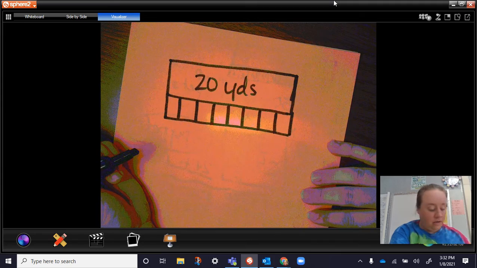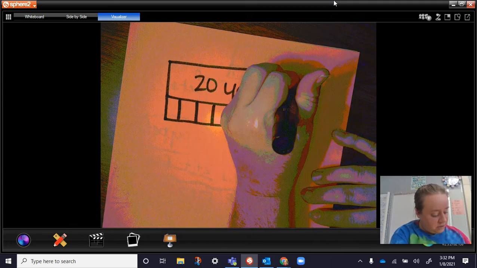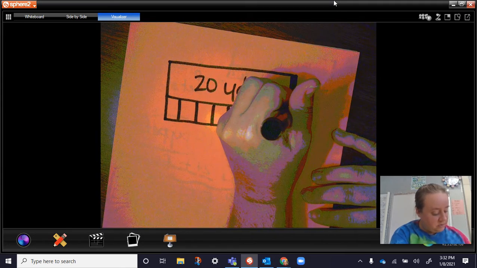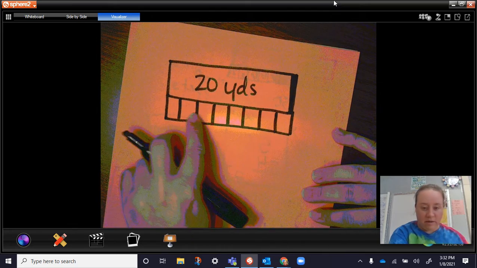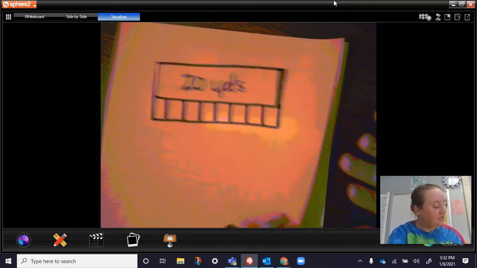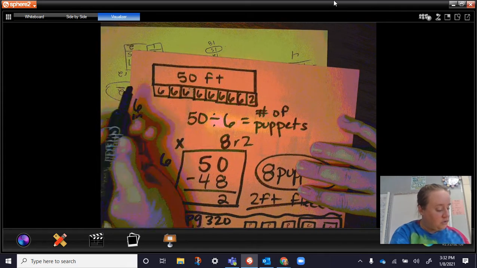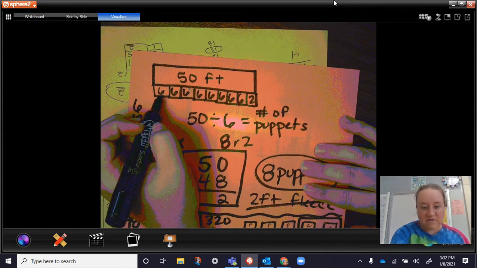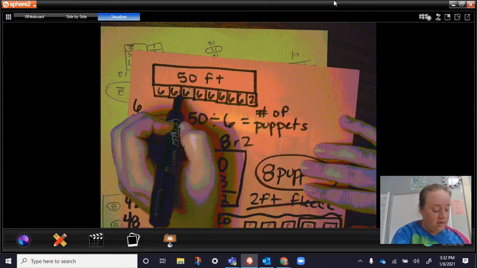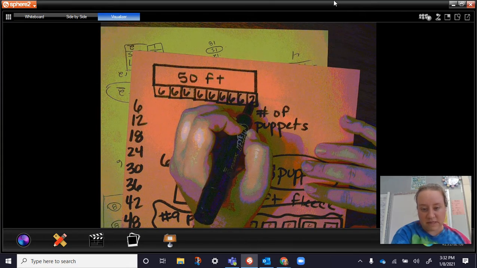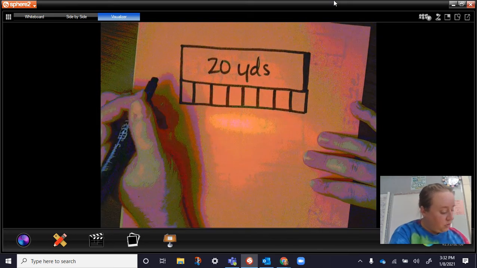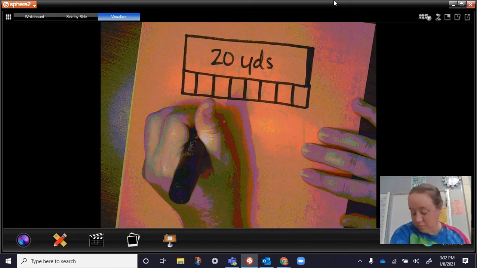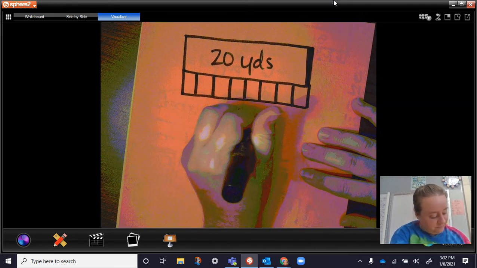All right. Now, the reason that this one is different is because this time it tells me exactly how many I'm making. I just don't know how long each one is. On this other problem here, it told us that they were 6 feet each. I just didn't know how many groups of 6 I could pull out. So this one's a little bit different, but it's still dividing. We're still going to do 20 divided by 8.